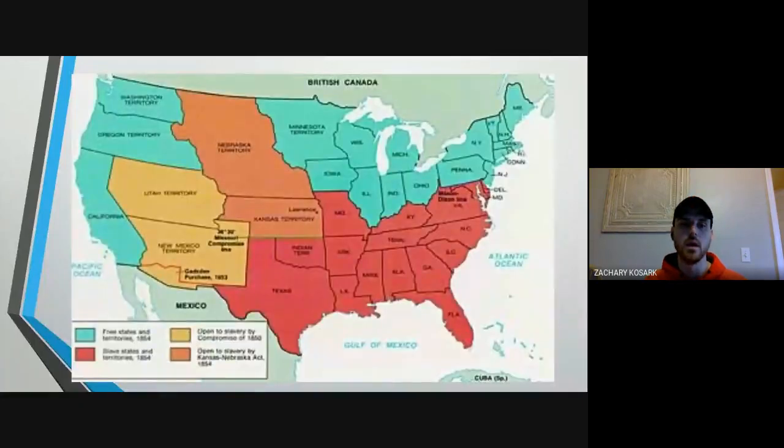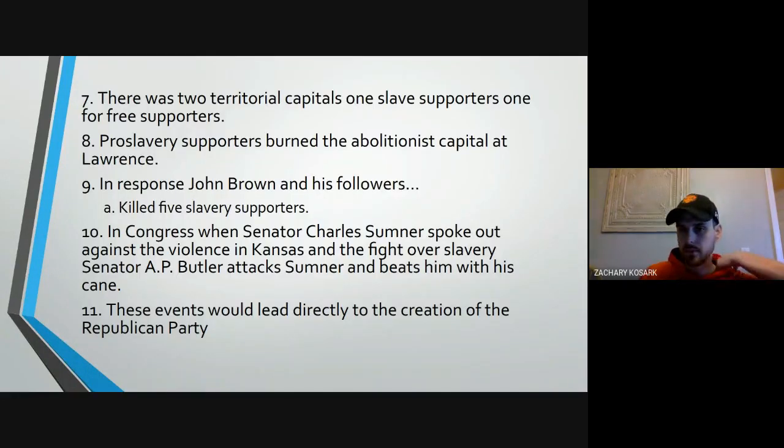Another terrible map. Okay, there are two territorial capitals. There's one capital for the people that support slavery, and then one capital that is anti-slavery. So the pro-slavery supporters go into the abolitionist capital, the people's capital who are against slavery, and they burn it down. The abolitionist John Brown, who is against slavery, goes into the pro-slavery place and he kills 5 slave supporters.